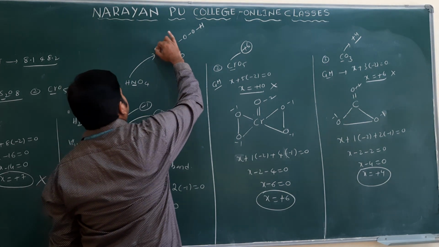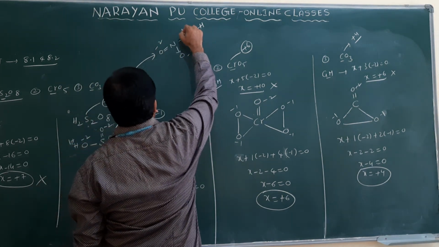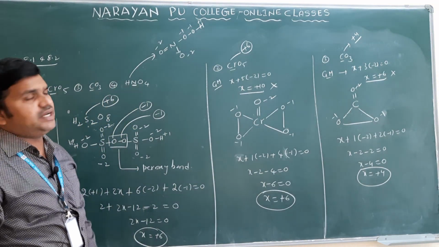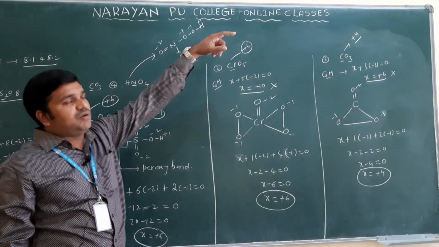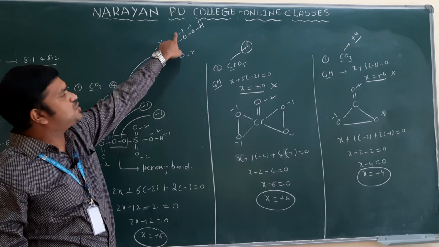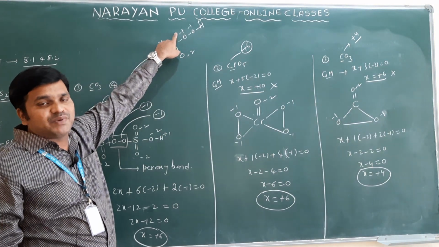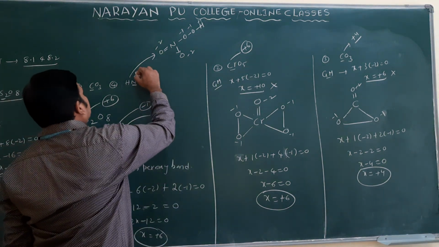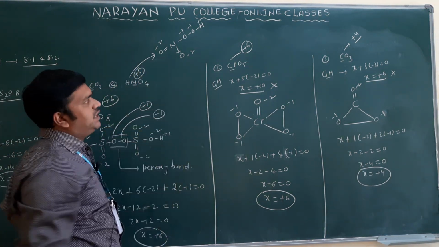Nitrogen is the element to find here. So this is minus 2, this is minus 2, this is minus 1, this is minus 1, this is plus 1. If minus 1 and plus 1 cancel, remaining we have minus 2, minus 2, and minus 1. x minus 5 is equal to 0. x equal to plus 5. So the oxidation state of nitrogen here is plus 5.